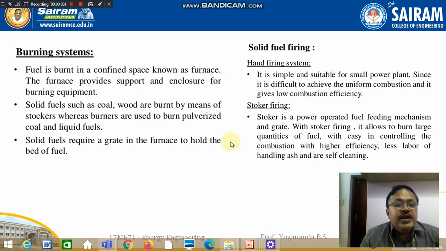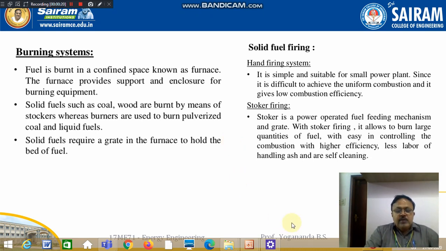Good afternoon, friends. Now we are having burning systems in the thermal power plant. So the fuel is burnt in a confined space known as the furnace. So the furnace will provide the support and enclosure for burning equipment.